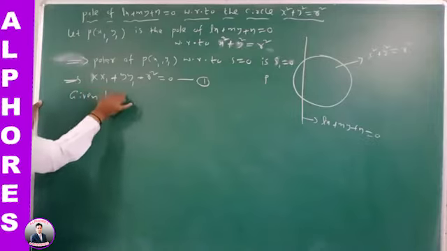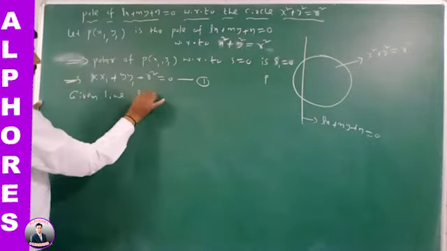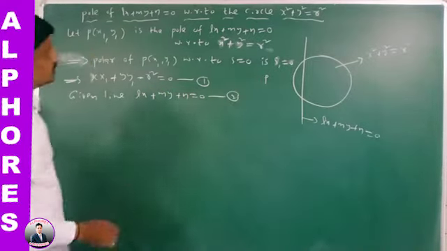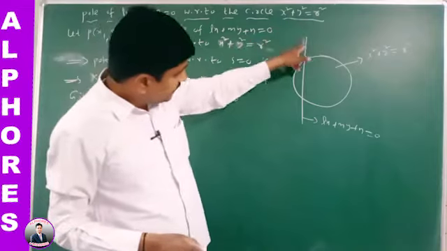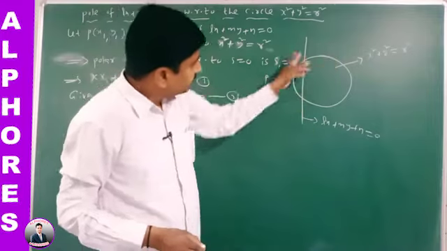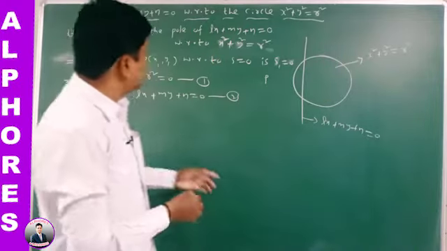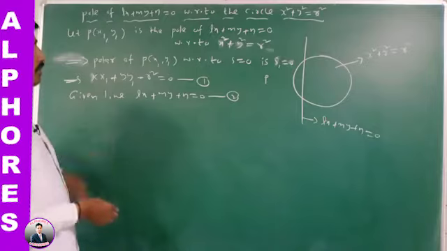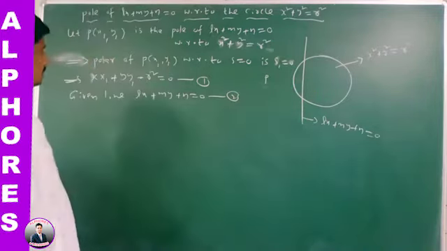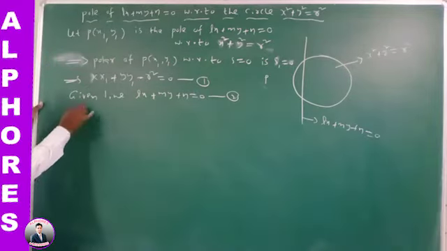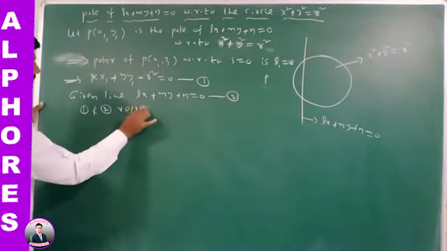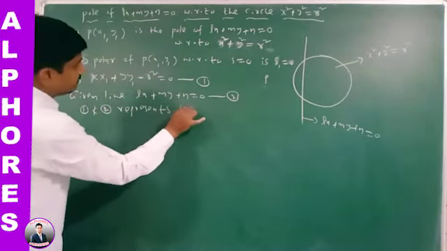Given line Lx plus My plus n equal to 0. Observe these two lines. This is Lx plus My plus n equal to 0. Actually this is what? The polar of P with respect to the circle x square plus y square equal to r square. This is also the polar of P with respect to the circle S equal to 0. Therefore these two represent the same line, 1 and 2 represent the same line.